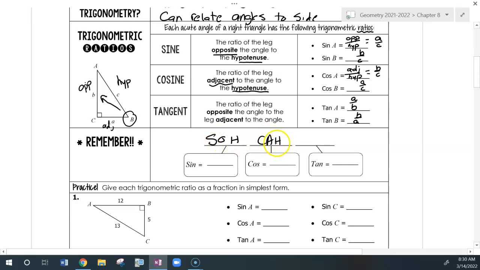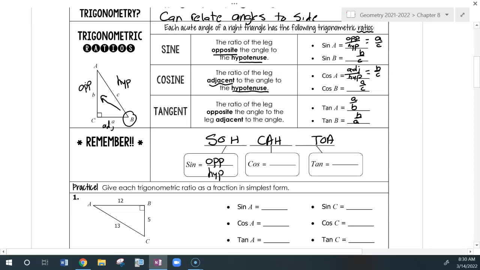An easy way to remember this is SOHCAHTOA. And I want you to write SOHCAHTOA at the top of your papers so that you can remember it. S for sine. We abbreviate it S-I-N, but this is pronounced sine. So S for sine, O is opposite, H is hypotenuse.